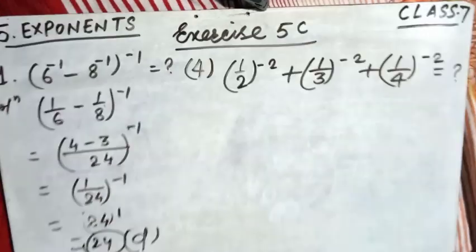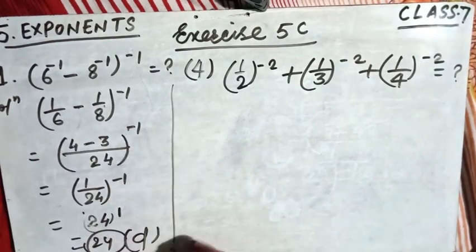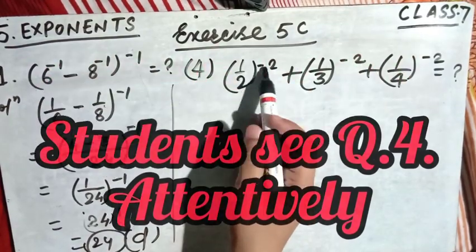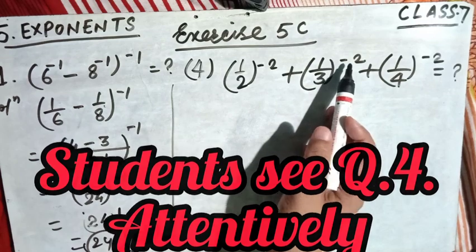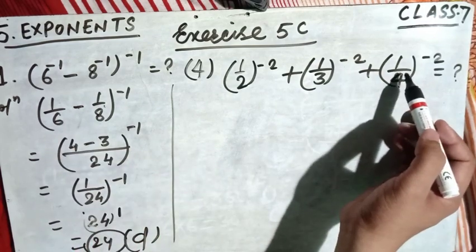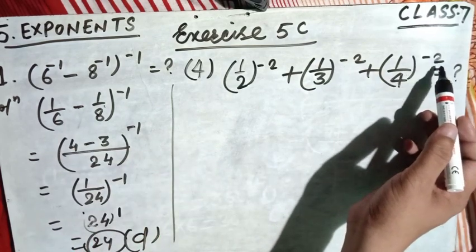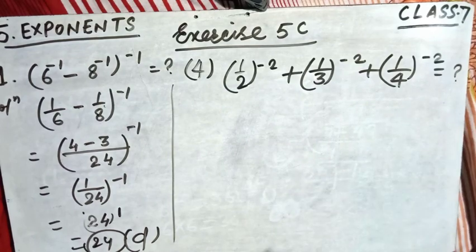Now friends, see question number 4. 1 by 2 raised to the power minus 2 plus 1 by 3 raised to the power minus 2 plus 1 by 4 raised to the power minus 2 is equal to what? Option A is correct, or B or C or D is correct?